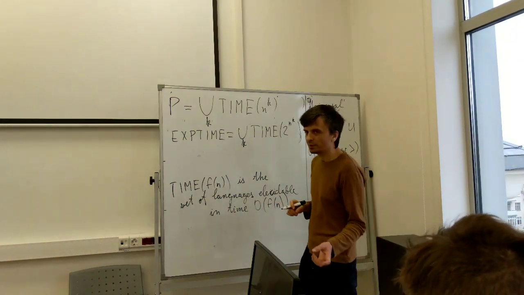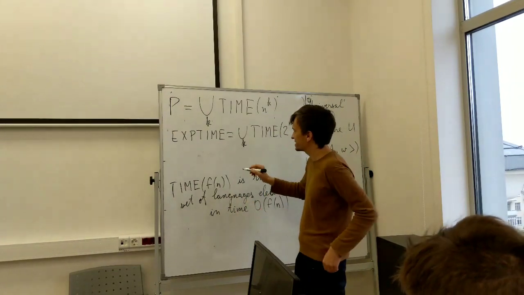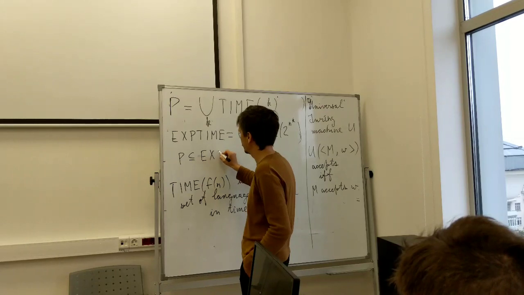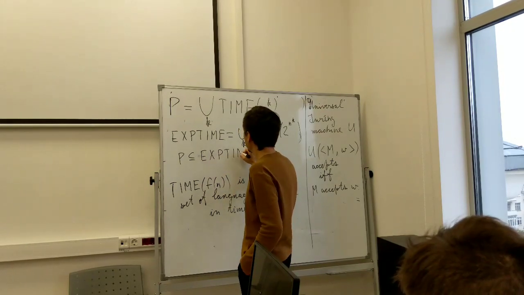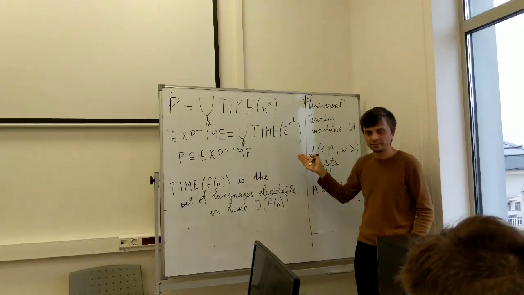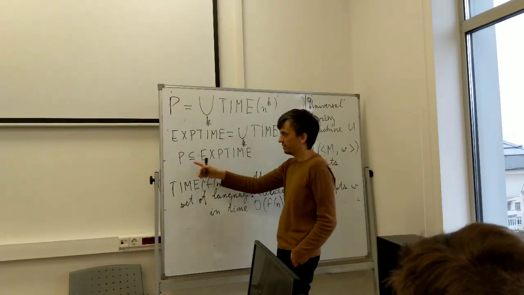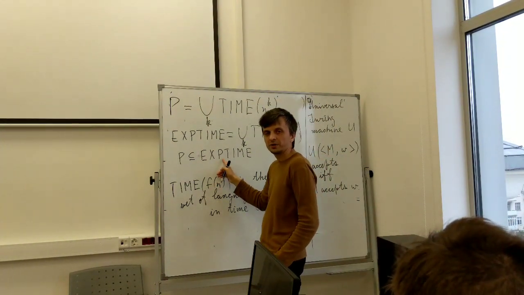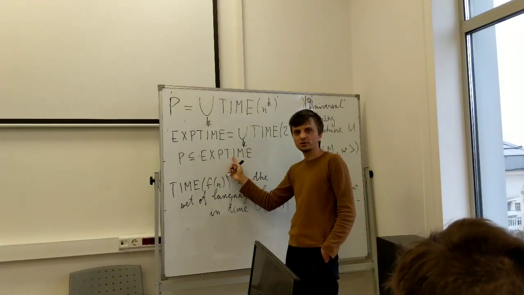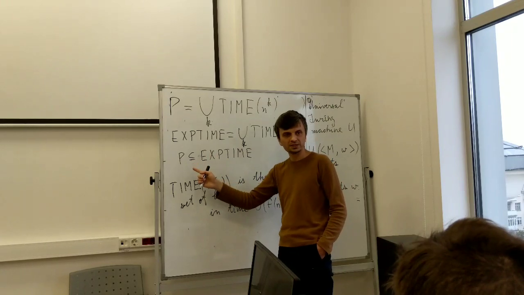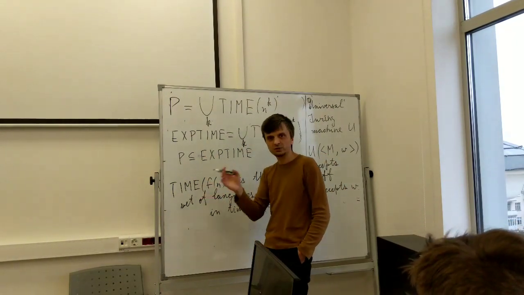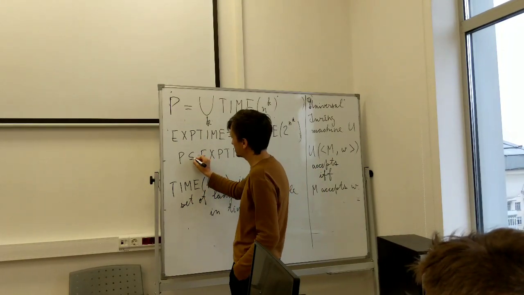I hope it's clear that P is a subset of exp time, right? If you can decide something in polynomial time, then of course you can decide it in exponential time. What's not obvious is that they're different. There are indeed languages that are decidable in exponential time, but not decidable in polynomial time. And that's the topic, or rather a consequence of the topic, of the next lecture. So this inclusion is proper.